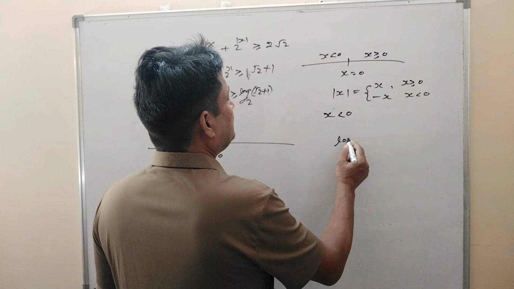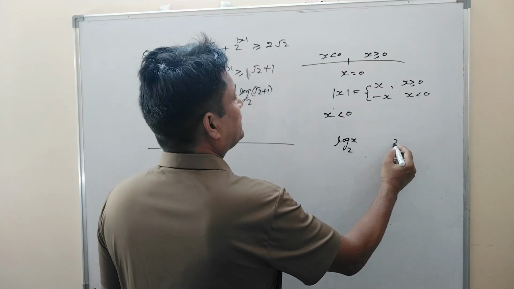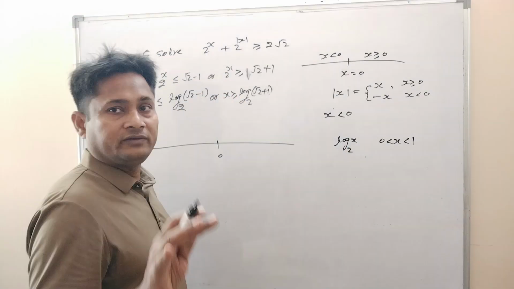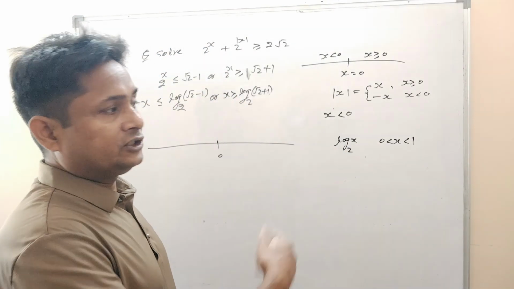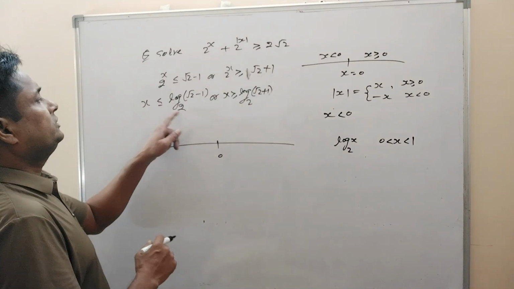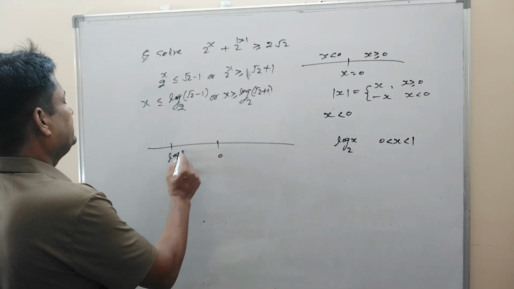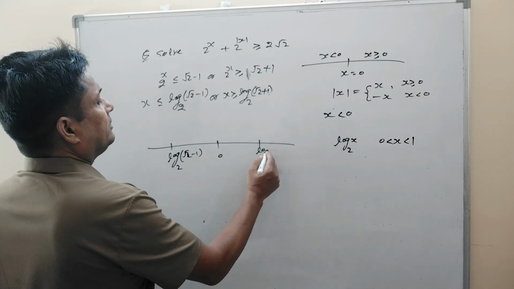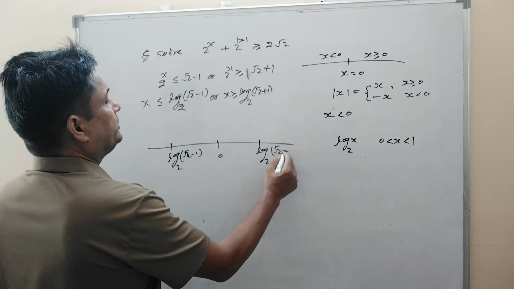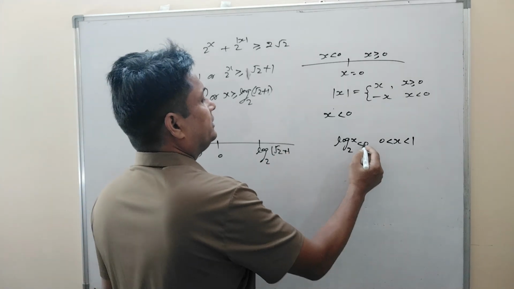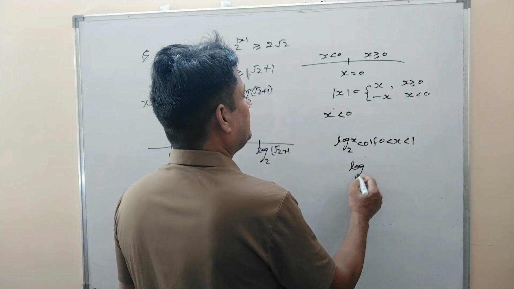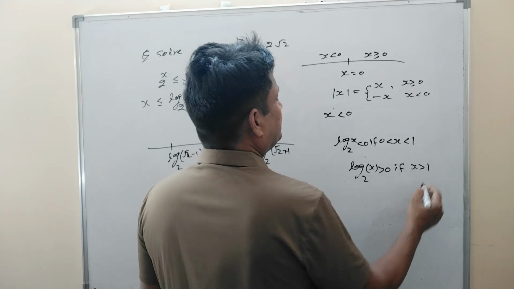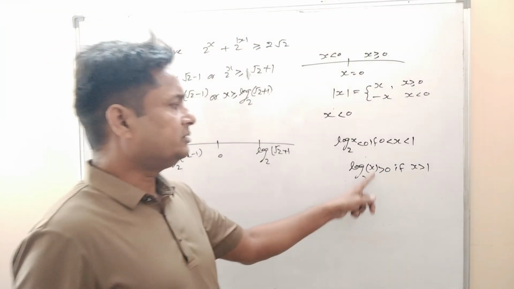If you have log of x base 2, and x has a value from 0 to 1, then this value will always be negative. I will explain this in the next classes. So this is a negative value. So this can be written as log of root 2 minus 1 base 2, and this will be less than 0 if x is less than 1, and log of x base 2 will always be greater than 0 if x is greater than 1. These are the properties of log.